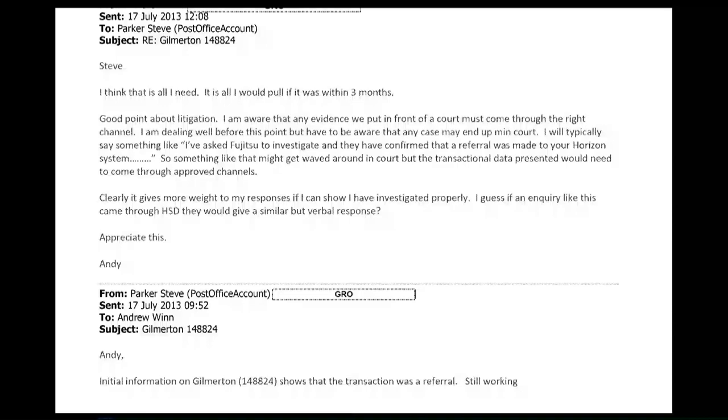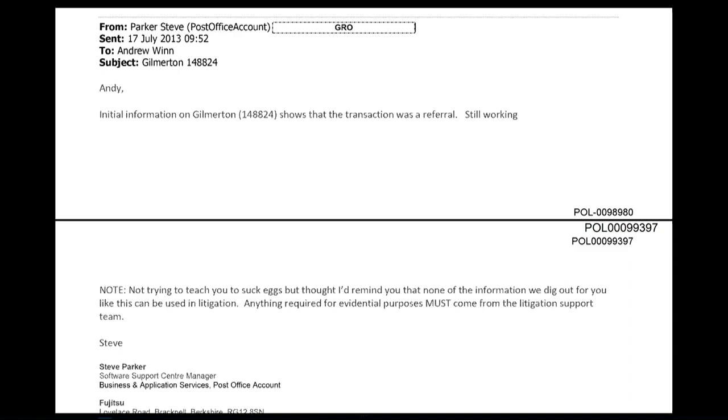Andy, initial information on Gilmerton shows that the transaction was a referral, still working. And then you put a note. Note, not trying to teach you to suck eggs, but thought I'd remind you that none of the information we dig out for you like this can be used in litigation. Anything required for evidential purposes must come from the litigation support team. So does that reflect the work instruction that you had raised a couple of years earlier? It does, yes. And why were you including that warning to Mr. Wynne? Reminder only. I mean, I wasn't sure how Andy intended to use the information he was asking me for. And then if we scroll up, please.